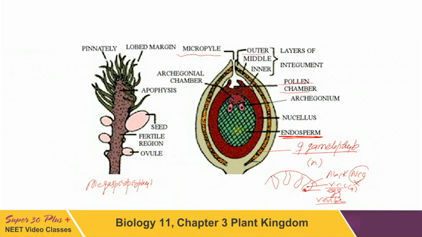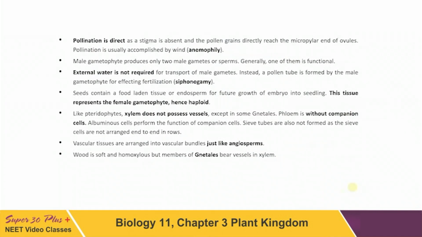We are seeing that this is endosperm. A very important point here is that endosperm in gymnosperm is haploid, and it is formed before fertilization. Very important point. It has come in examinations many times. It is formed before fertilization, and the tissue in which the endosperm is present is known as nucellus. Nucellus consists of endosperm, and endosperm consists of archegonia. The number may vary. Now see, the pollination is direct.